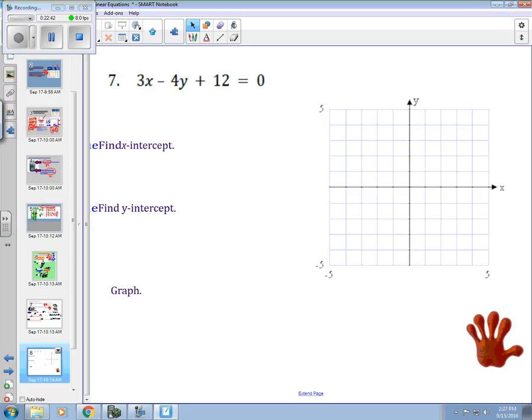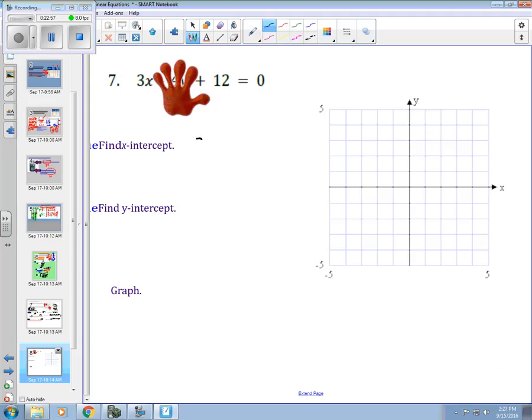So if we put a 0 in place of this y here, 4 times 0 is 0. That's just not going to be part of our equation anymore. So if we cover it up and solve the rest of it, you can find the x-intercept. So now you have 3x plus 12 equals 0. If we solve this, we'll know where the x-intercept is. Minus 12, divide by 3, and you get negative 4. So there's our x-intercept at the location negative 4, 0 on the x-axis.